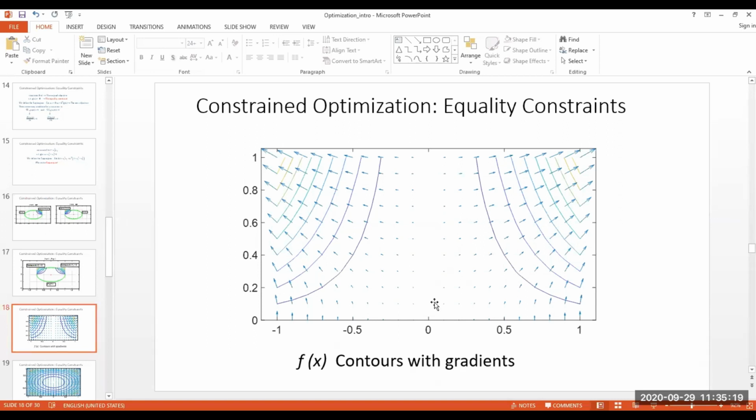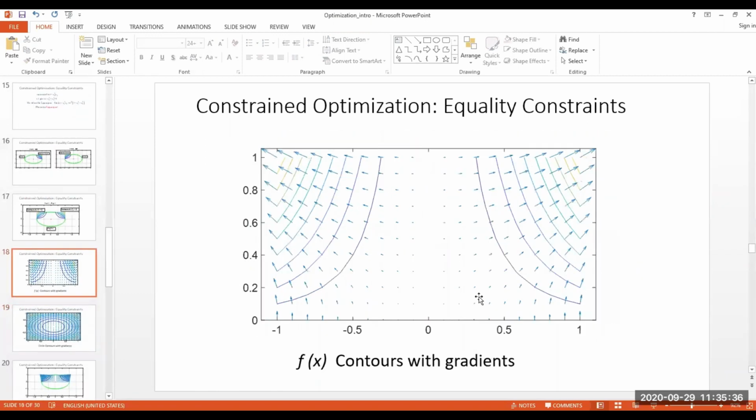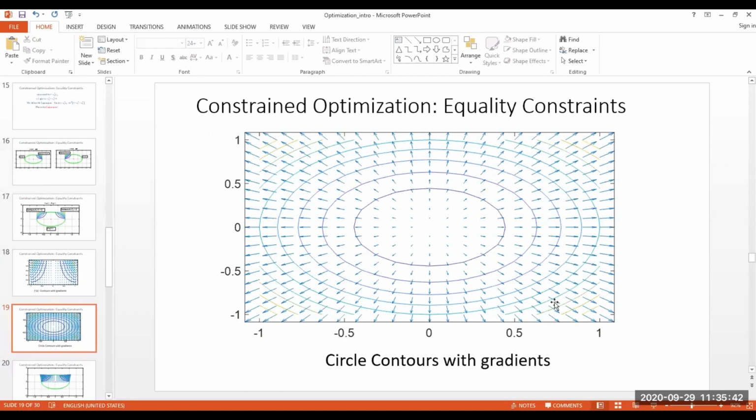So let's continue. These are the gradients. On each of the contour lines, you can see there are gradients. The gradient field gives you the information of the magnitude of the gradient and the direction of the gradient. That was about my function f. The contours of f are plotted with the gradients, and also these are the contours for the circles. Although this is not required for this problem specifically, I have shown how the contours will change.